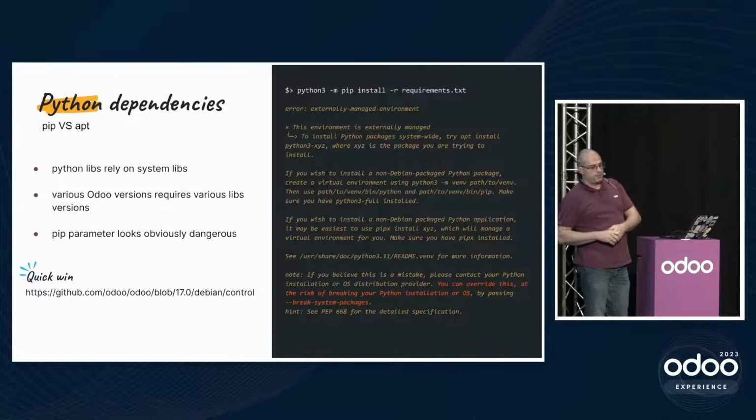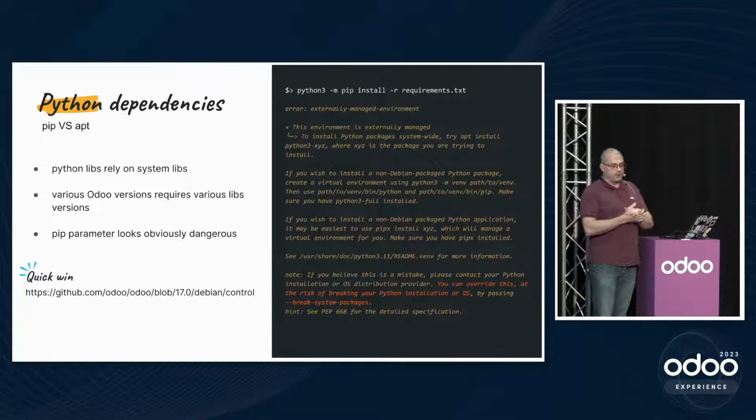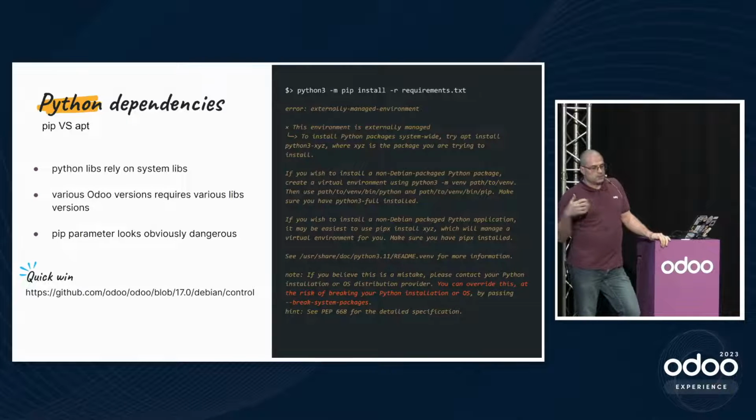Odoo is built on Python, and we do not write everything from nothing. We rely on Python libraries. Those Python libraries need to be installed to have your Odoo up and running. You have two ways to deploy the Python libraries on a Linux server. You have pip, which is the Python tool to install libraries, or you have apt.